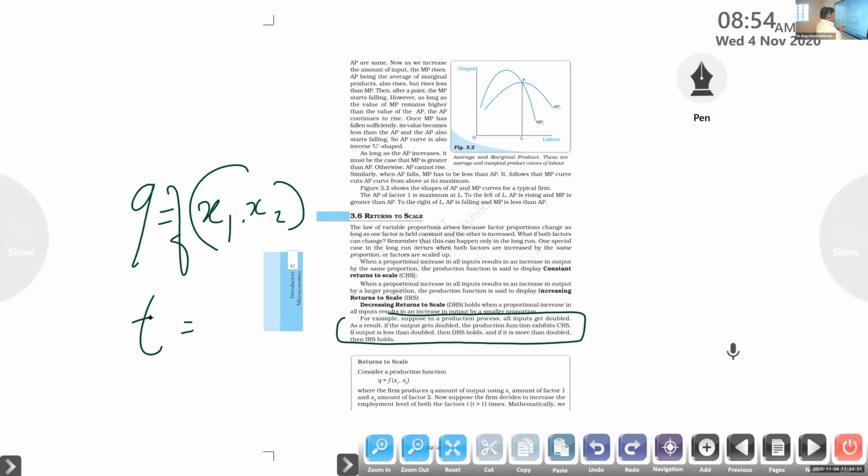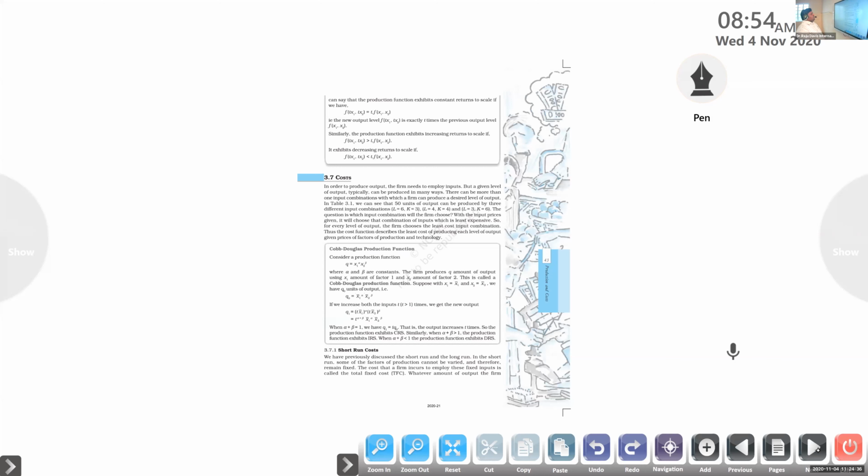So we are going to explain this mathematically. Mathematically, we can say that the production function exhibits constant returns to scale if we have a function of, and here you can see some brackets. Are you able to see what I am writing on the board? Is it visible? Yes or no?